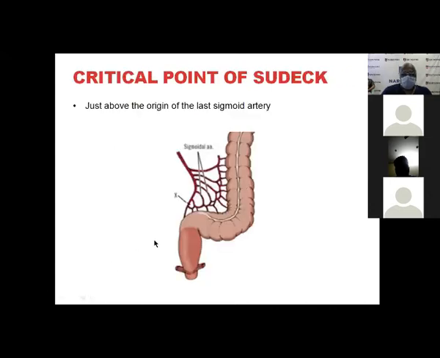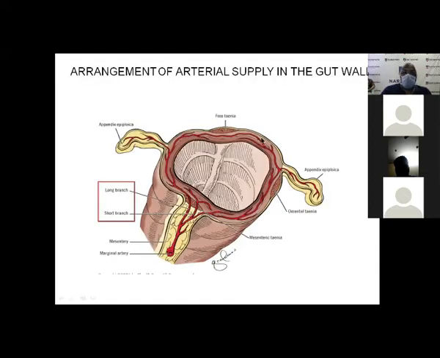Critical point of Sudeck, nobody has agreed on this, is just about the origin of the sigmoid artery, the last sigmoid artery, but it is disproved. No more it is accepted. Arrangement of the arterial supply in the wall, I have already told you.